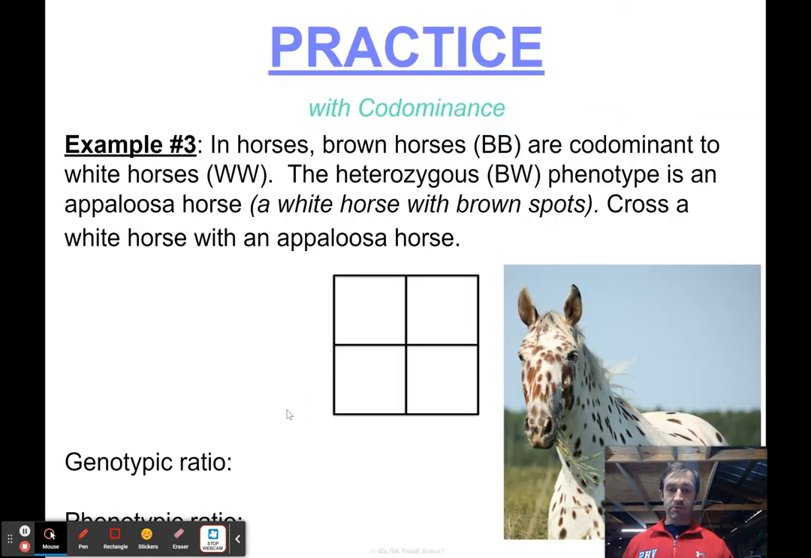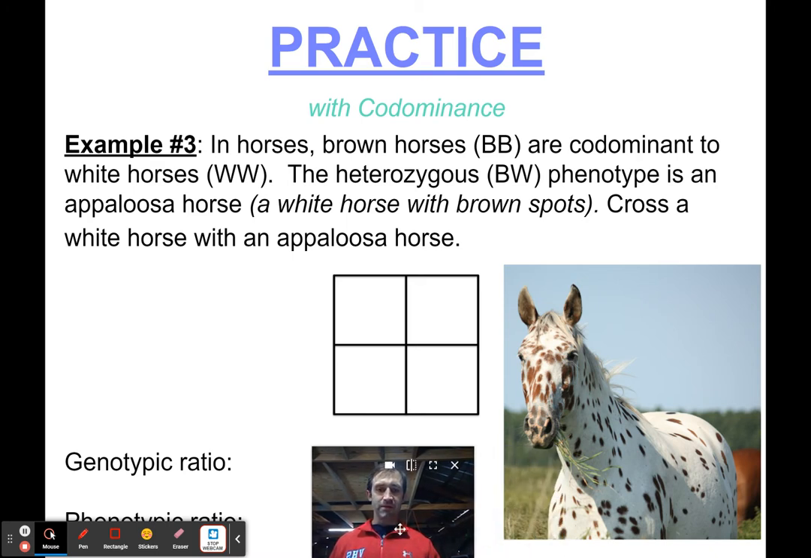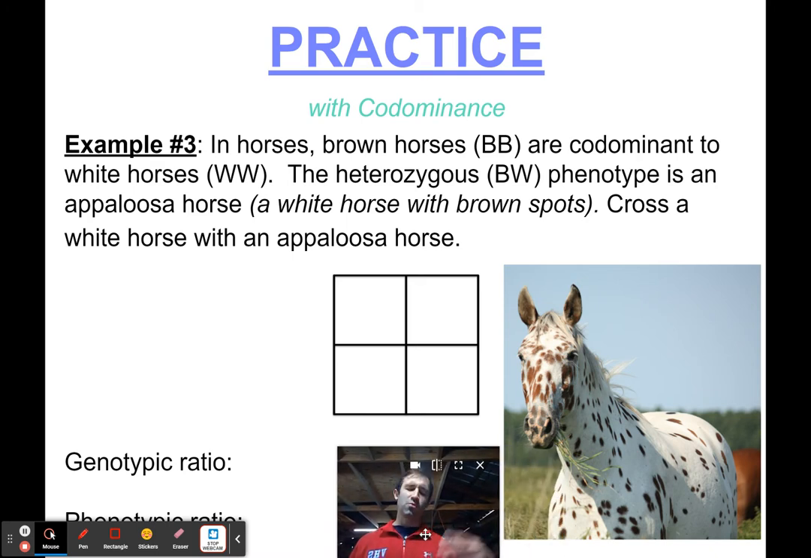So make sure you're doing that. Ooh, an Appaloosa horse. Beautiful horse. The Appaloosa horse is an example of codominance. Pretty cool to see some of these real world things, like these flowers and Labrador Retriever coat color, which we'll see in a second, which is actually kind of complicated. But some things are relatively simple.